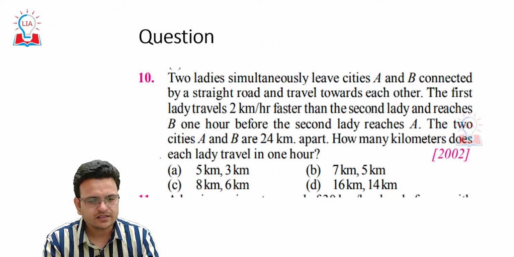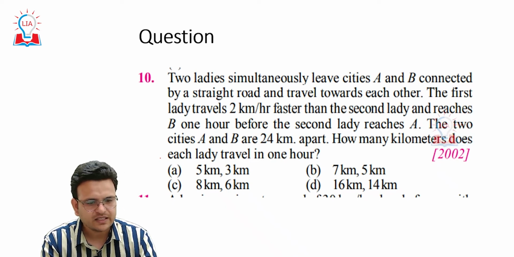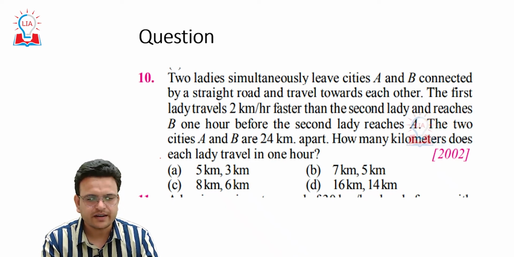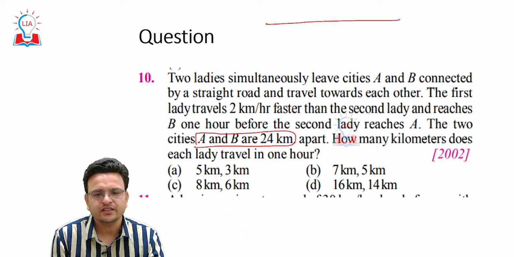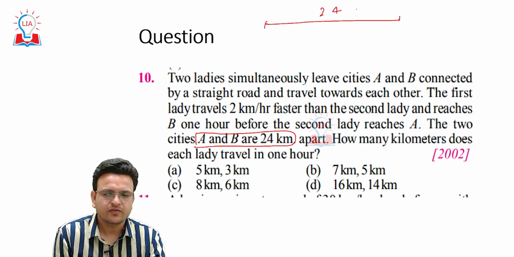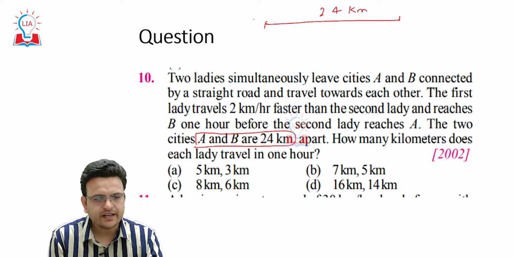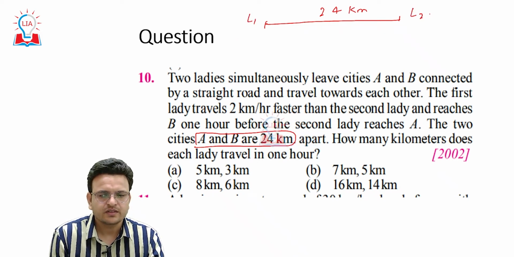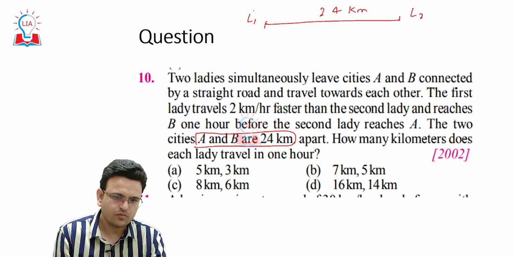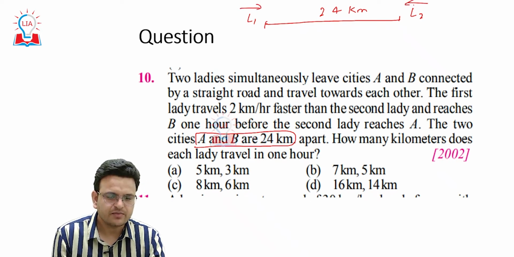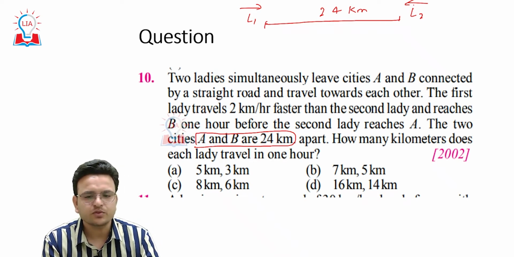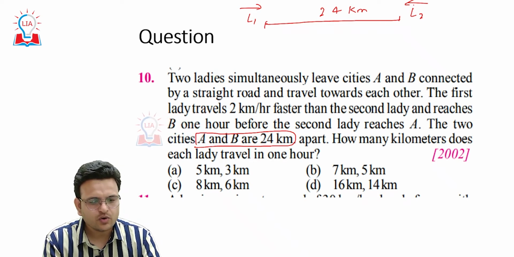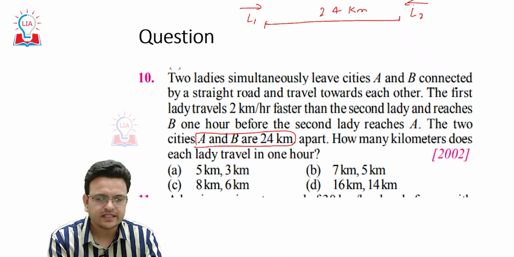Two ladies simultaneously leave cities A and B, connected by a straight road, and travel toward each other. The distance between cities A and B is 24 kilometers. So lady 1 and lady 2 are moving toward each other. I have discussed that whenever two bodies are moving toward each other, we have to add the relative speed. The first lady travels 2 kilometer per hour faster than the second lady.